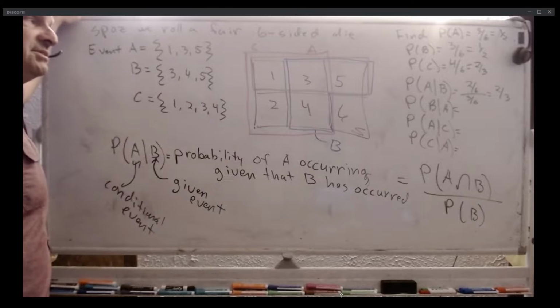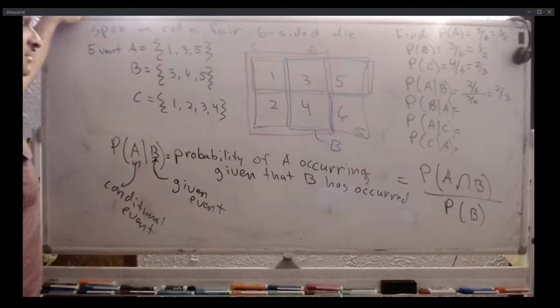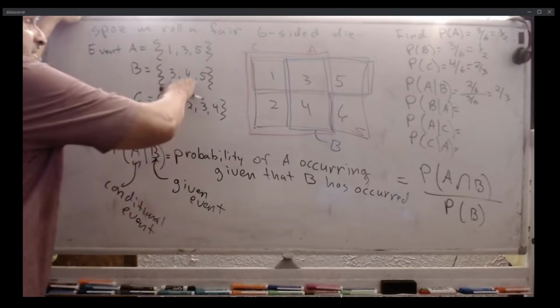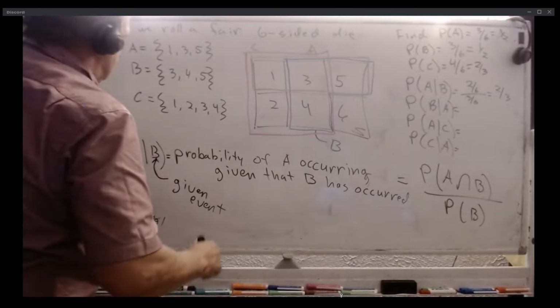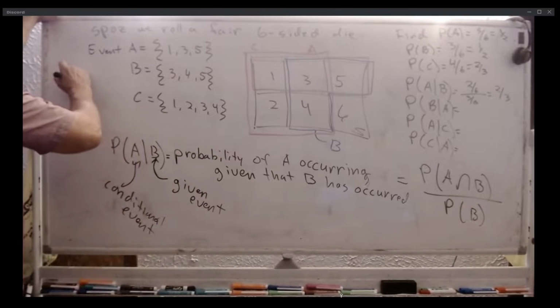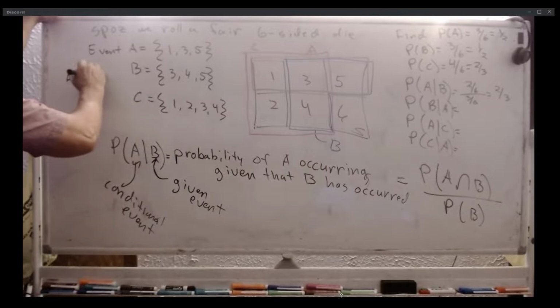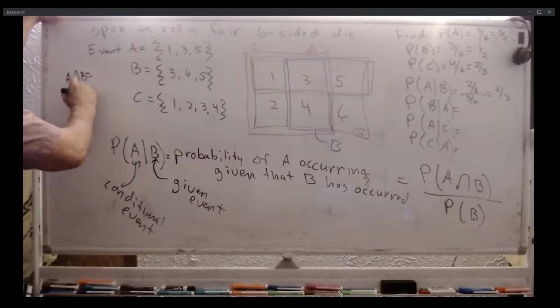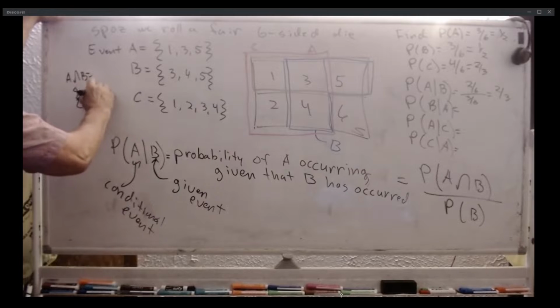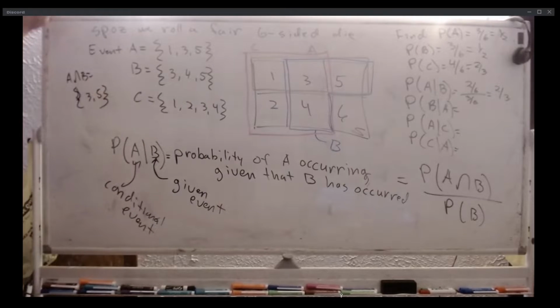Are there any questions on that? Did we have an equation to find intersect probability besides just looking at the Venn diagram? You just look at the Venn diagram. A intersect B, we already said, is what, 3 and 5? So these are just 2 of the 6 outcomes, and all the outcomes are equally likely.